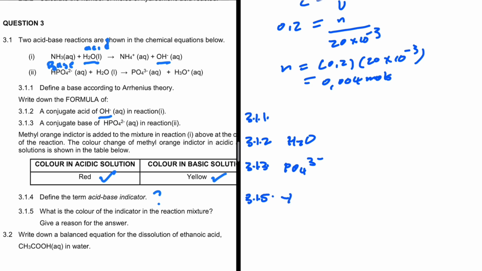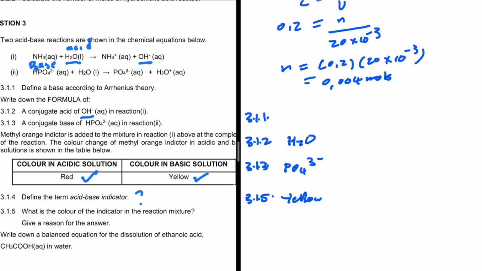It should turn yellow here, because it is said that the color in basic solution is yellow. And we have H2O, which the pH is 7, NH3, of which the pH is greater than 7 because it is a base. So the answer to 3.1.5, we have yellow. Give a reason for the answer. Well, the reason is because the solution is going to be basic at the end, right?